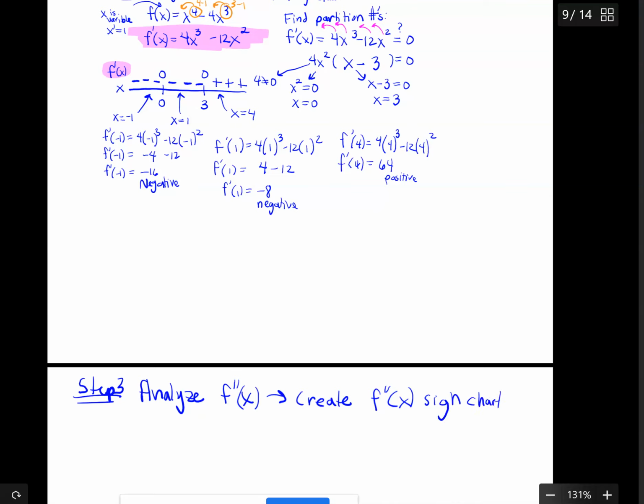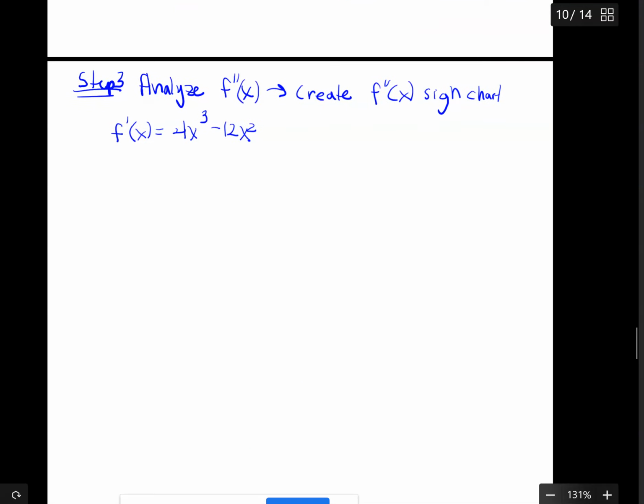Okay, so either this 12x is equal to 0. Well, technically just the x, right? Because 12 is its own factor, but it's never going to be a 0. So one partition number is a 0, and the other partition number will be a 2. So let's put those on our sign chart.